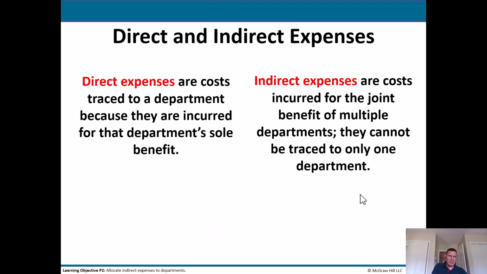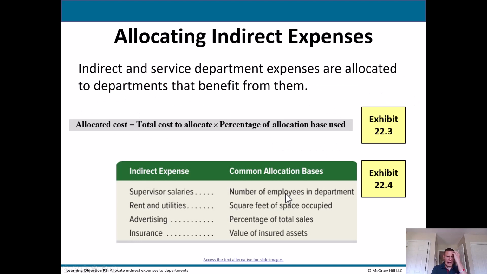Now, direct and indirect expenses. Direct expenses are costs traced to a department because they are incurred for that department's sole benefit, and they are easy to trace to that department specifically. Indirect expenses, not so much. These are costs incurred for the joint benefit of multiple departments. They cannot be traced to only one department. So how do we allocate these indirect expenses?